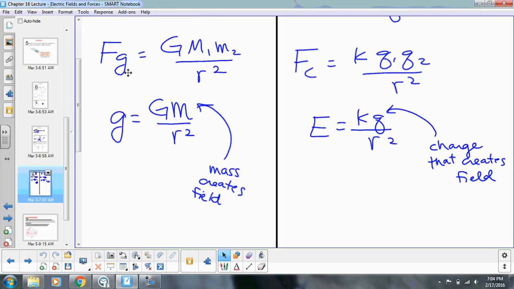So notice we already talked about the comparison between these two equations. And if we cancel out the little mass, cancel out one of the charges, then we can get the equation for gravitational field around a mass, and then also the electric field around a point charge. So remember, this charge is the charge that creates the field, not the charge that's in the field. Just like this mass is the mass that creates the gravitational field, not the mass that's in the gravitational field.